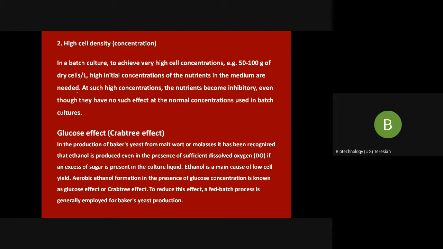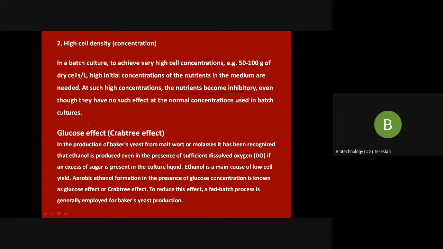But if you want a higher concentration using the same nutrients, then the problem arises. That is, high initial concentration of nutrients in the medium is needed, and at such high concentration, the nutrients become inhibitory. So in that condition, you can go for fed batch reactors.